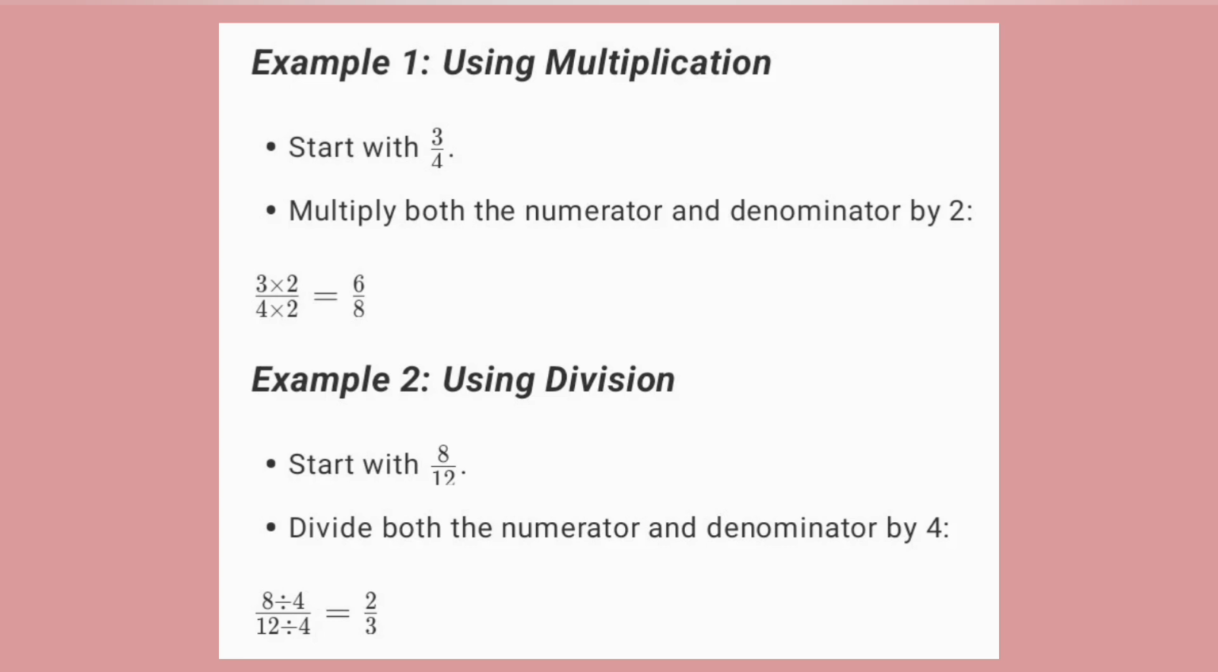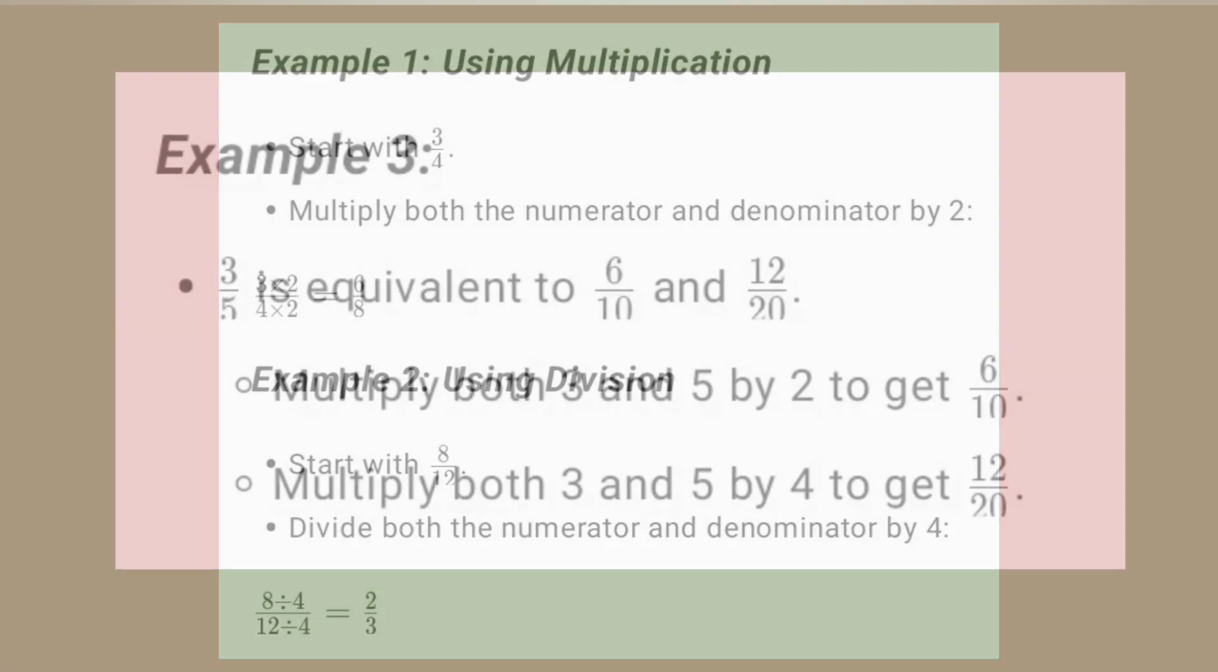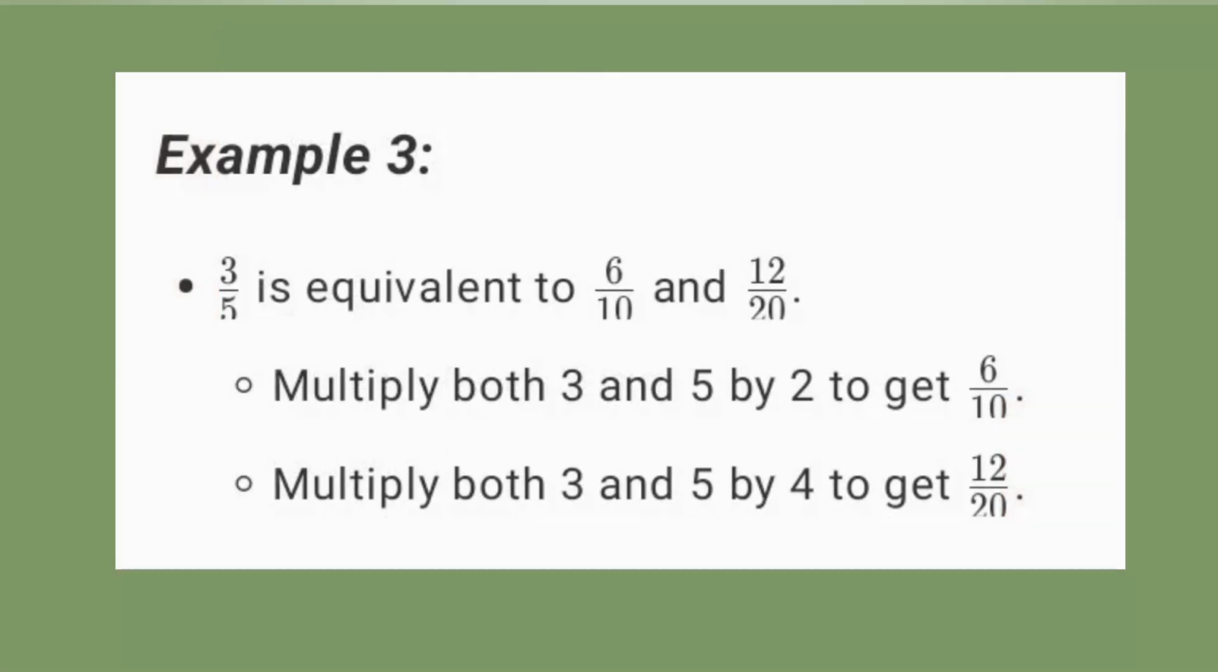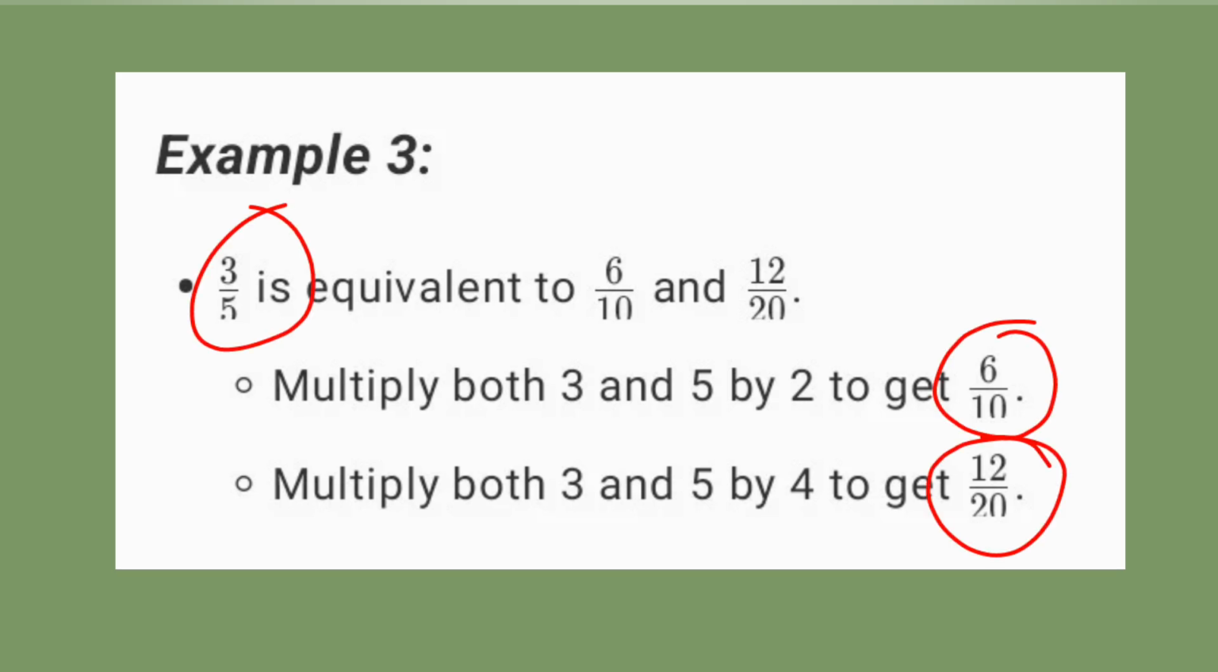In the next example, you can see here we have to find the equivalent fraction of 8 by 12 by using the division method. We'll divide both the numerator and denominator by 4 and we'll get 2 by 3, which is equivalent to 8 by 12. In this example, you can see 3 by 5 is equivalent to 6 by 10 and 12 by 20. How is it? If we multiply both 3 and 5 by 2, we get 6 by 10 which is equivalent to 3 by 5, right? Again, if we multiply both 3 and 5 by 4 we get 12 by 20 which is also equivalent. So 3 by 5 is equivalent to 6 by 10 and 12 by 20.